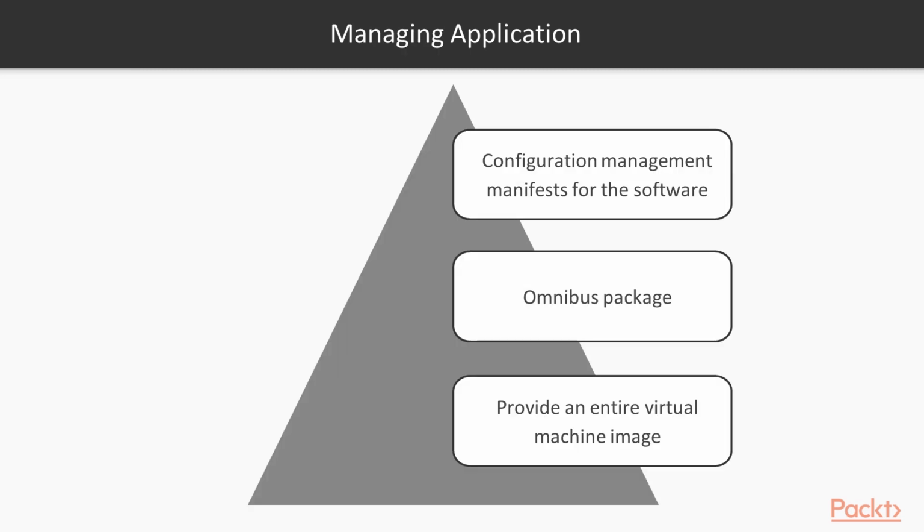One way to address the problem is for the author to provide configuration management manifests for the software. Another option is the Omnibus package, a package which contains everything the software needs to run. Yet another solution is to provide an entire virtual machine image, such as a Vagrant box. This includes the entire operating system as well.